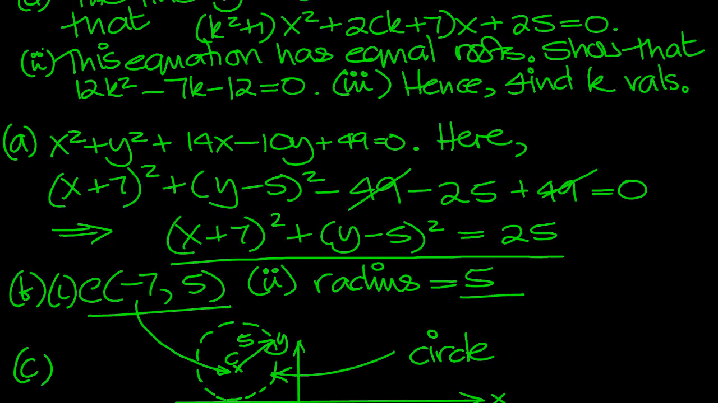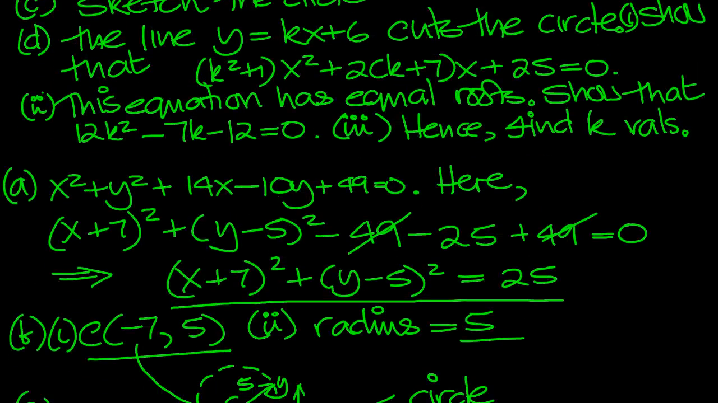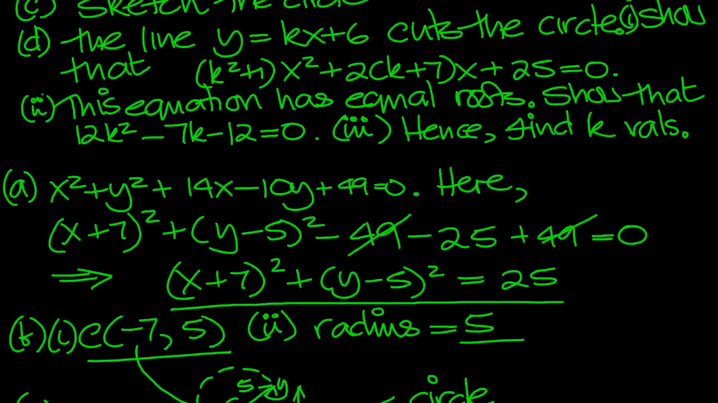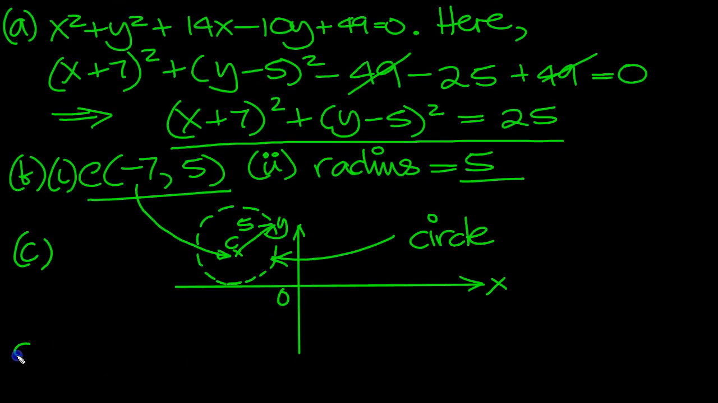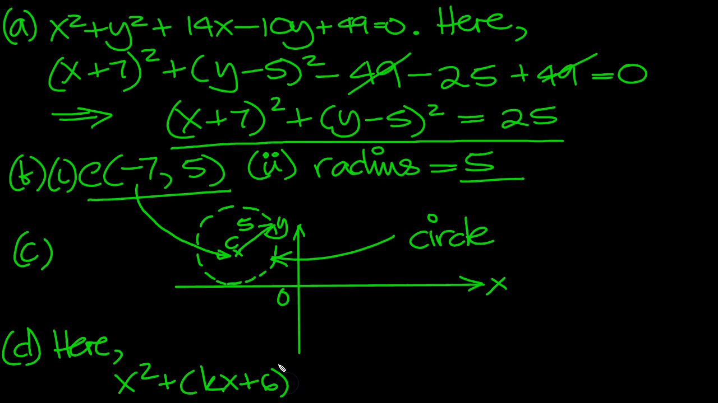Okay, that's good. The line y equals kx plus 6 cuts the circle. Show that this quadratic holds. So y equals kx plus 6. So this is part D.